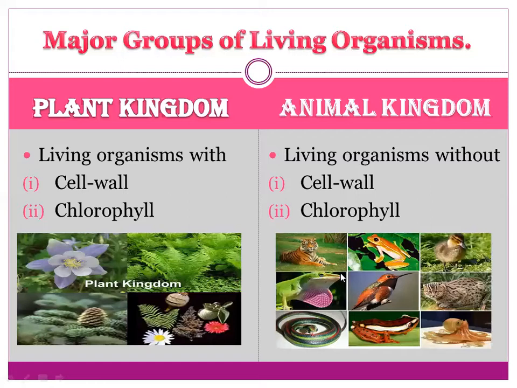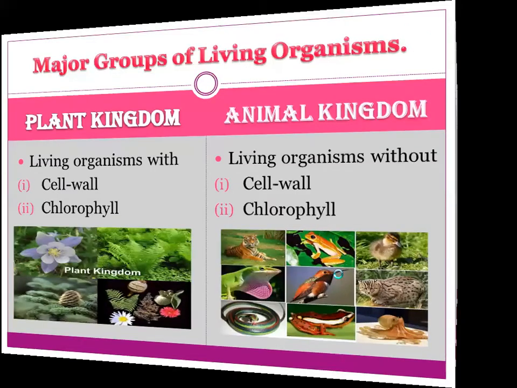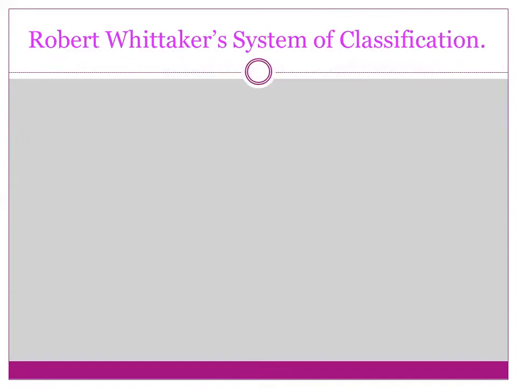But a large number of living organisms did not fit clearly into the category of plants and animals. Meaning, you have a lot of living organisms that cannot properly fit into the plant kingdom or the animal kingdom. So to solve this problem, Robert Whittaker suggested a new system of classifying living organisms.